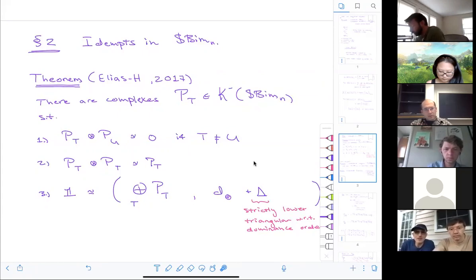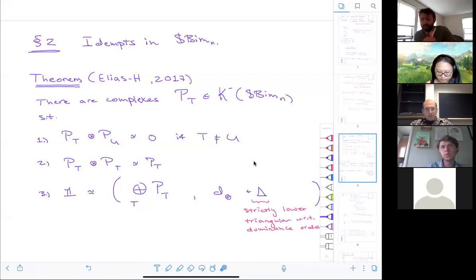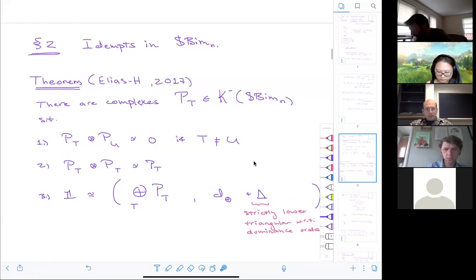So there are certain complexes of Soergel bimodules parameterized by standard Young tableaux. This notation here means the homotopy category of chain complexes, but which are bounded from the right. So they may be infinite, they're definitely infinite, but they're bounded at least in one direction. And then the main properties of these complexes is that they're orthogonal idempotents up to homotopy. So if you tensor PT with PU for different T and U, then you get 0, or at least something which is homotopic to 0. If you tensor PT with itself, you get PT back up to homotopy.